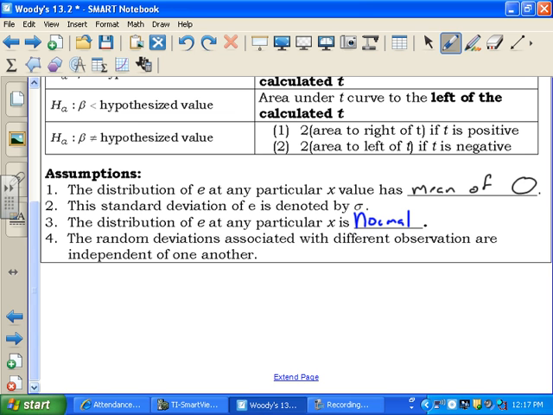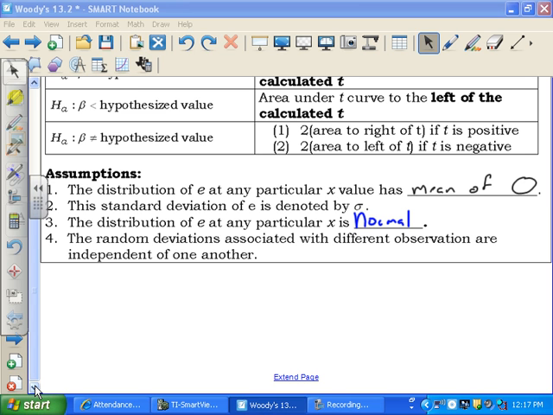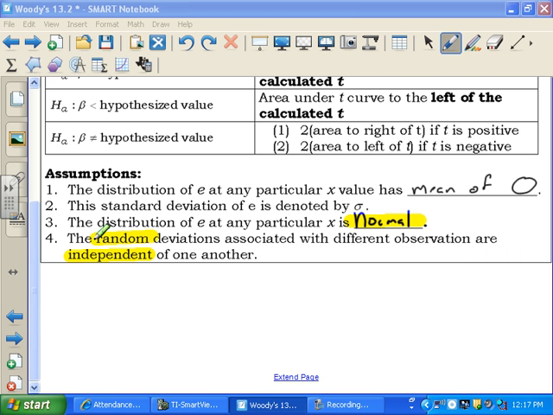Notice that we have random, independent, and normal. Okay, make sure you're able to put it in the correct context. In this case, we're talking about the variation, the deviations there are random, and each one is different or independent at one x compared to another x, compared to another x, compared to another x.